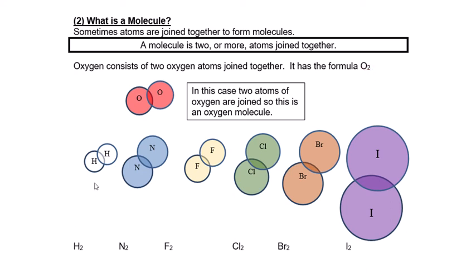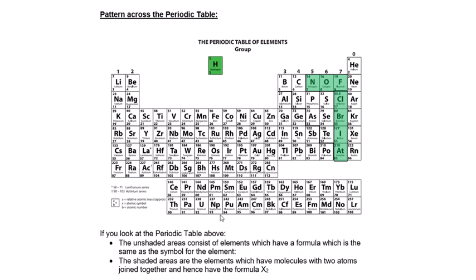In the same way, hydrogen has got two hydrogen atoms joined together, so it's H2. Nitrogen has got two nitrogen atoms joined together, so it's N2. Fluorine has two fluorine atoms joined together, F2. Chlorine, two chlorine atoms joined together, Cl2. Bromine, two bromine atoms joined together, Br2. And iodine, two iodine atoms joined together, I2. So these are molecules.